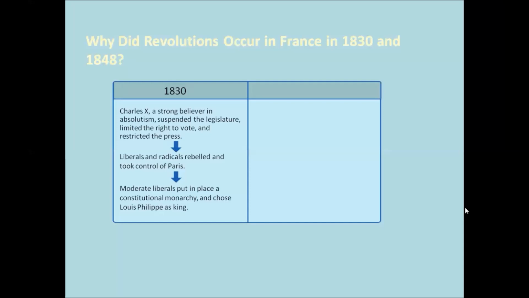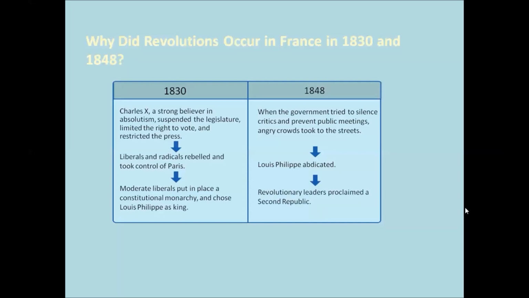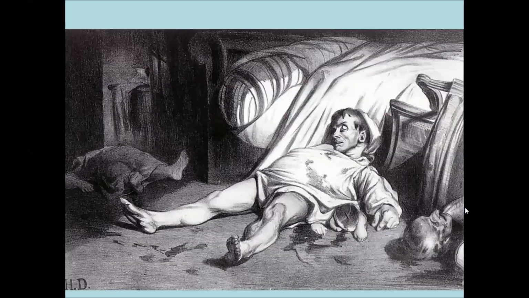He goes pretty well for a while until he starts to do the same things. The government's going to try to silence critics, prevent public meetings, all those things that Charles X was asserting. And the result is that people are going to be upset. Louis Philippe's going to go, fine, and just leave. So revolutionary leaders are then going to proclaim a second republic, which is going to fail because the middle class abandons it and would rather have a strong leader that's going to control the masses than actually have true change.